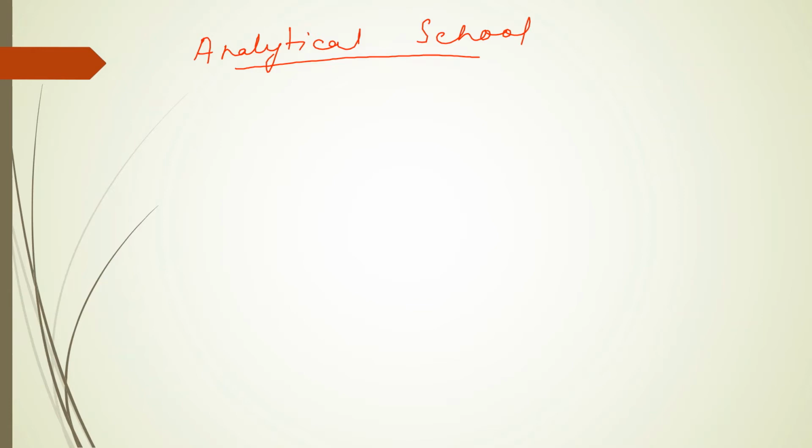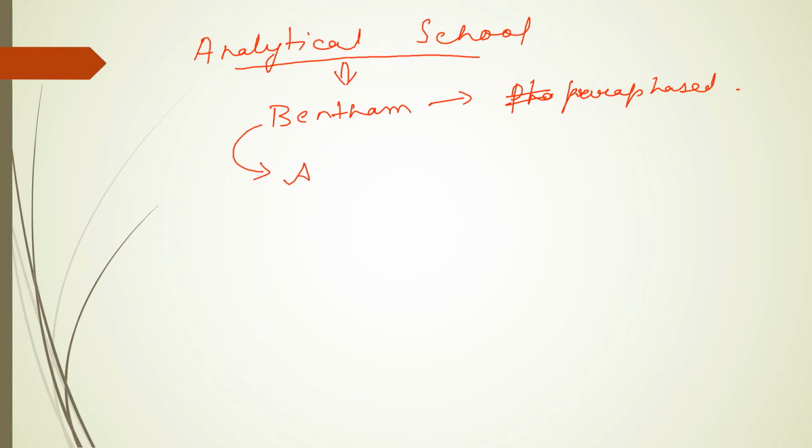So let us start with the analytical school. Analytical school means analysis. This is one school, started by Bentham. The analytical school was paraphrased by Bentham, meaning Bentham started this school, but after that it was continued by Austin. It began in the 19th century.